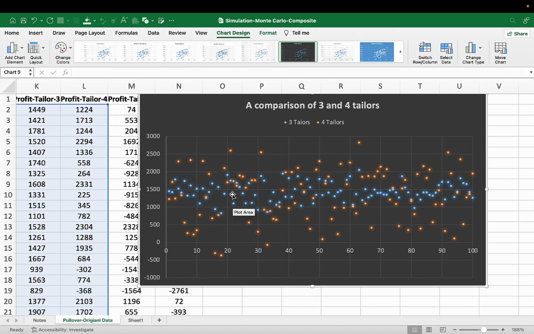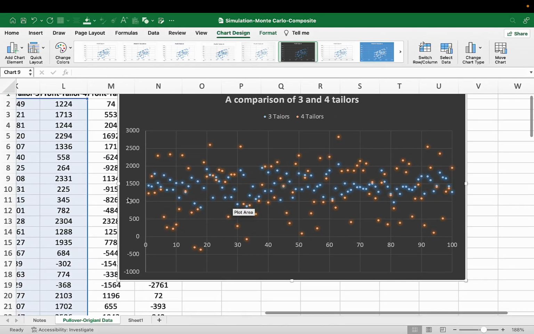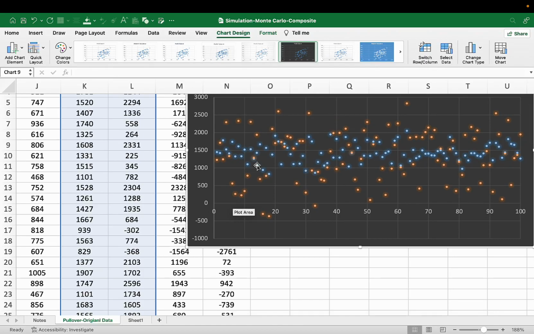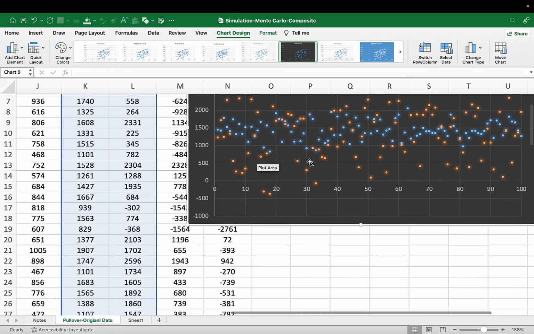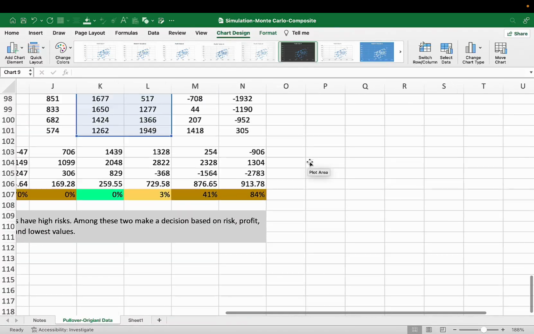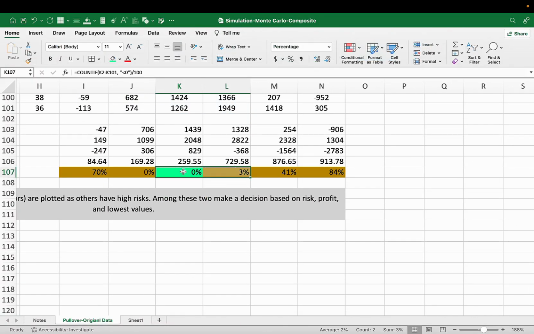So now here is our final decision. Our final decision is based on this plot that we have made here, and remember that whenever you are going to make this scatter plot, you need to unhide those rows, because if those rows are hidden, this scatter plot won't be clear. So based on this scatter plot and the one we have here, it is clear that we need to go for 3 tailors.